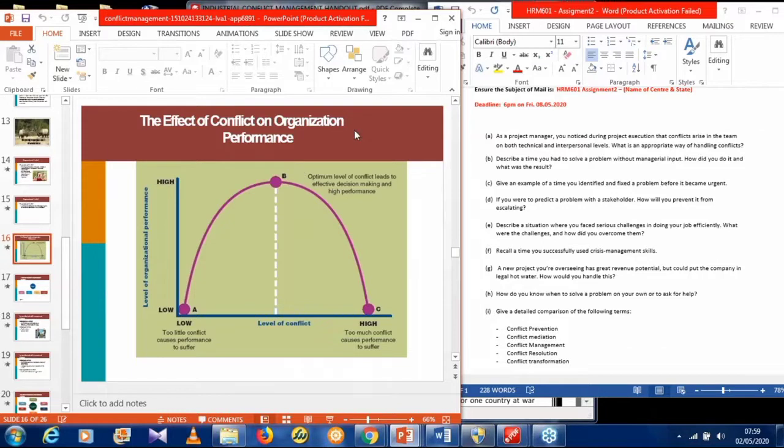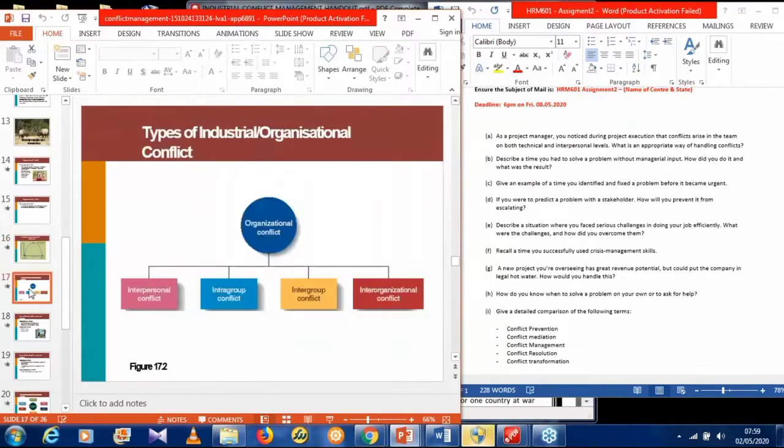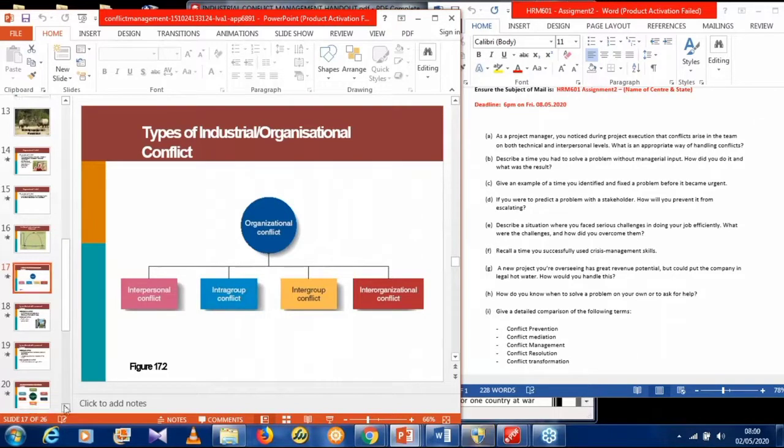And we have types of organizations also. The sources of industrial organization conflict, we mentioned this in the previous class. So we talk about incompatible goals, overlapping authority, task interdependency, and the rest of it.